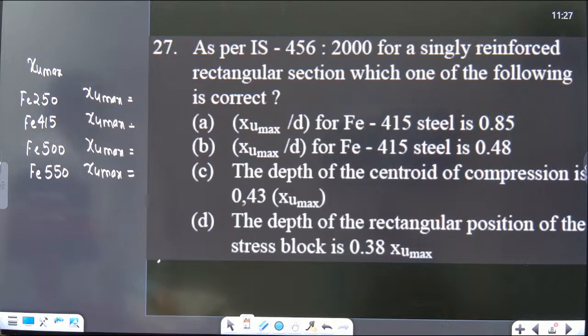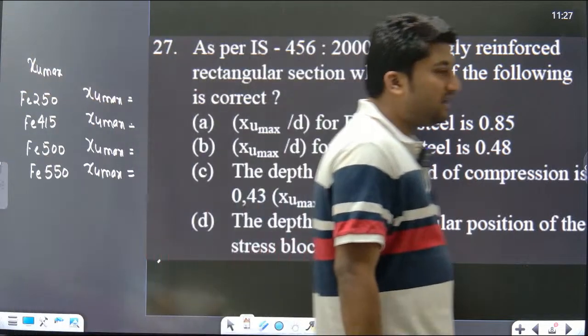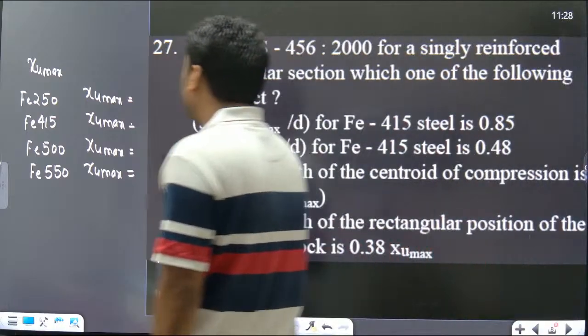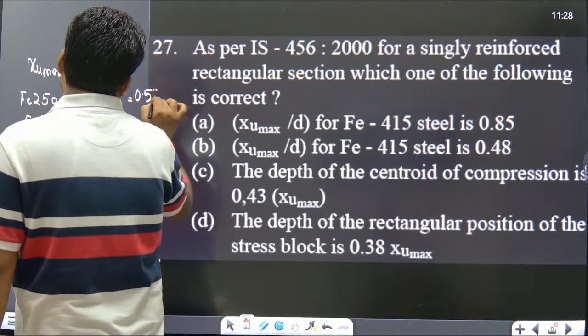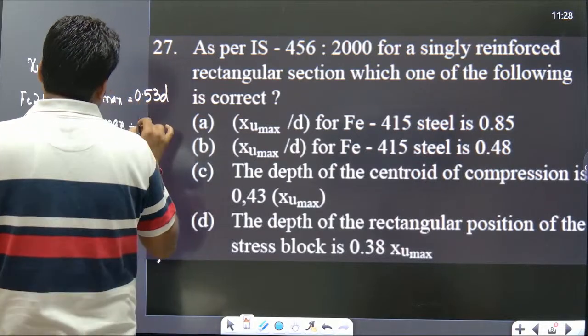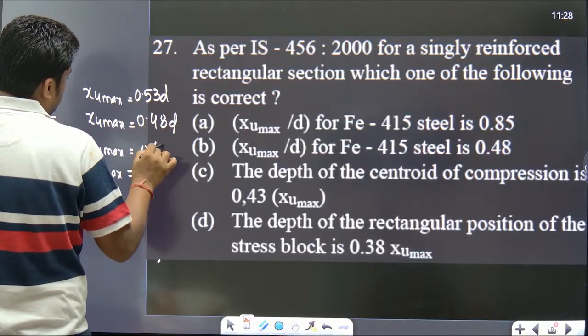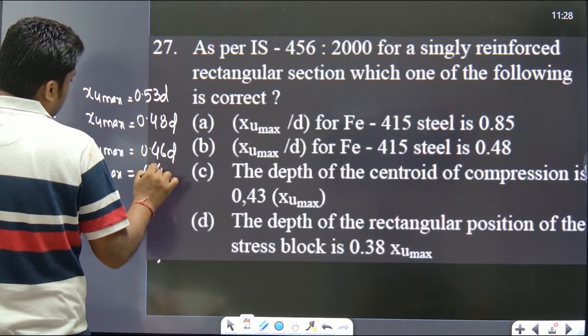Now answer it very carefully. Very good. Now what is the value for FE 250? It is 0.53D, guys. 0.53D. And for FE 415 it is 0.48D, and for FE 500 it is 0.46D, and for FE 550 it is 0.44D.